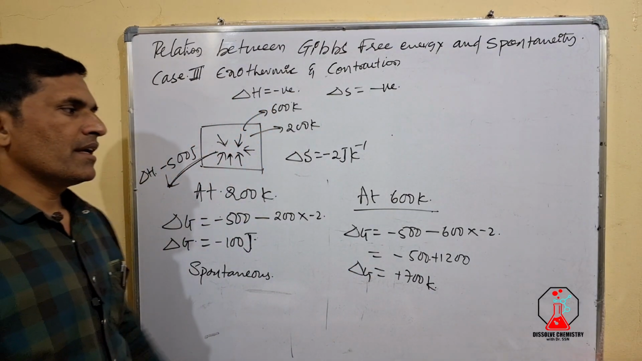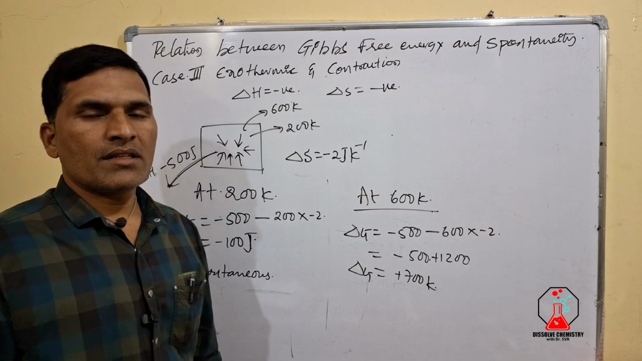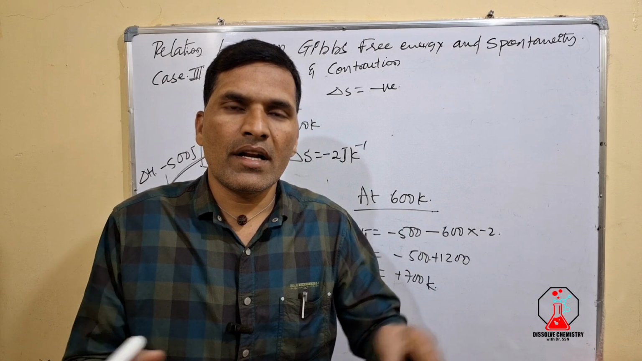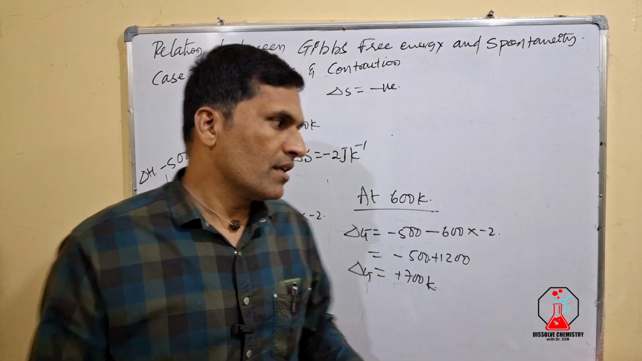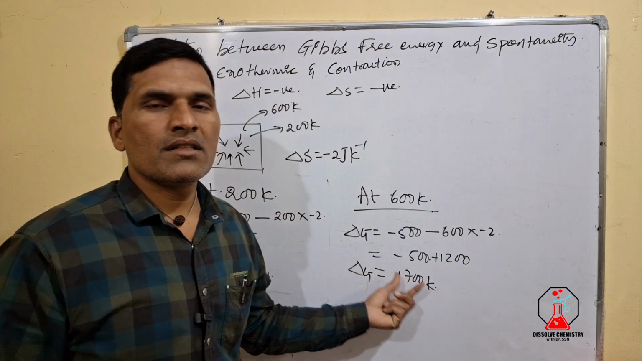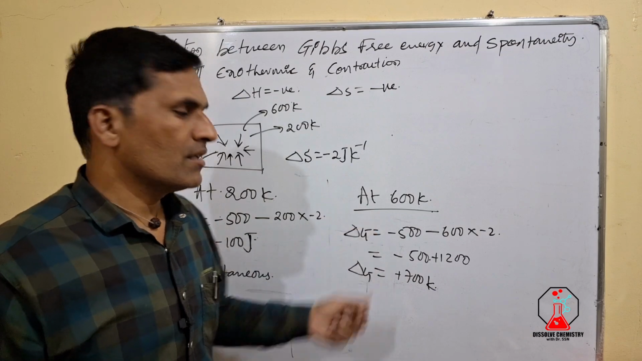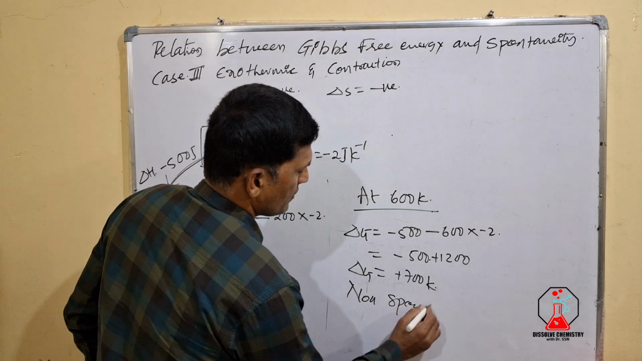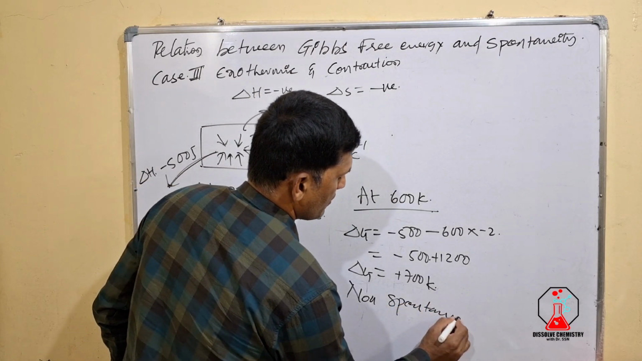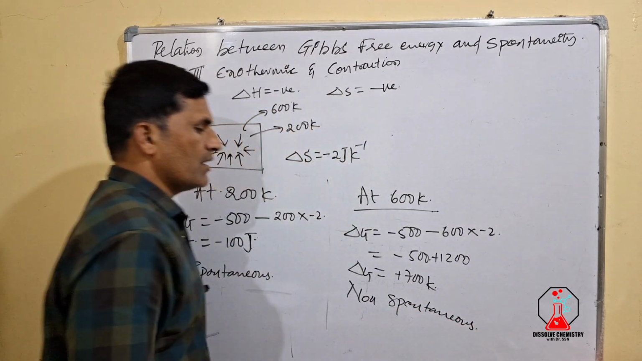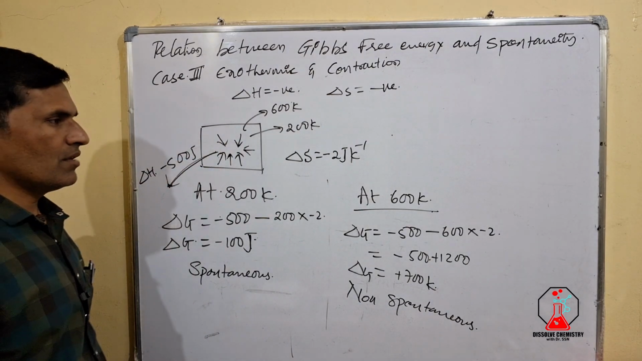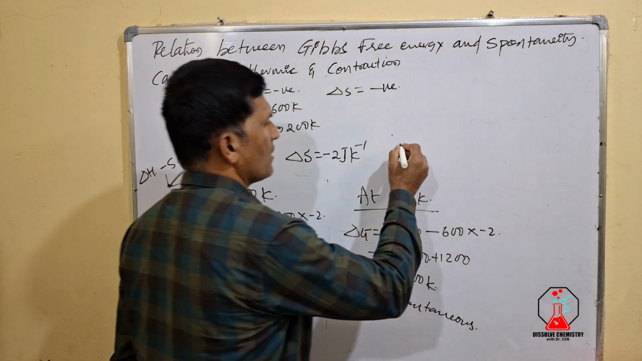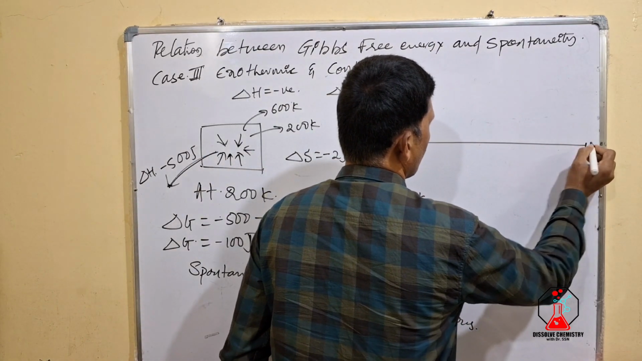It means what? At higher temperature, even though it is exothermic, if it occurs by contraction or decrease in entropy, then the process is said to be what? Yes, said to be non-spontaneous. Again, we will see the crossover temperature.